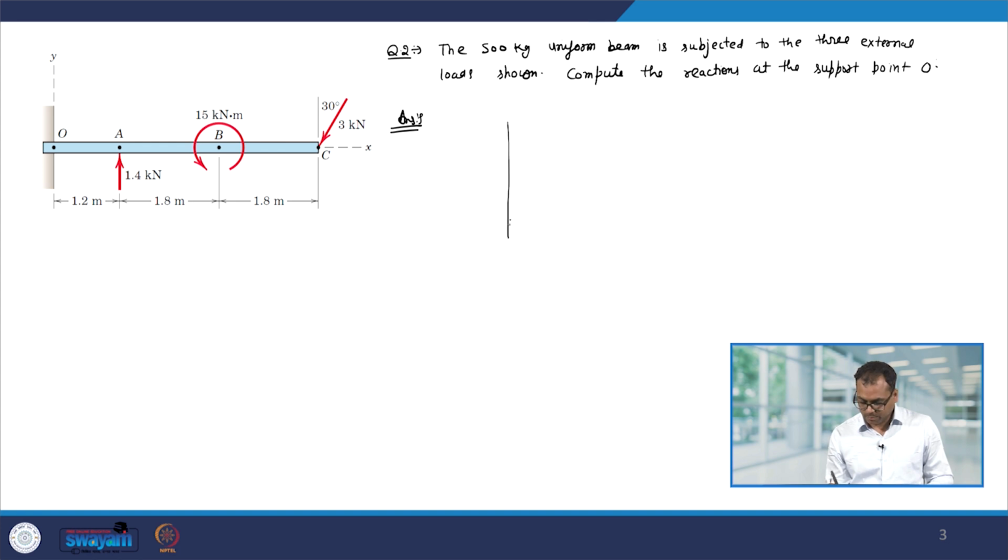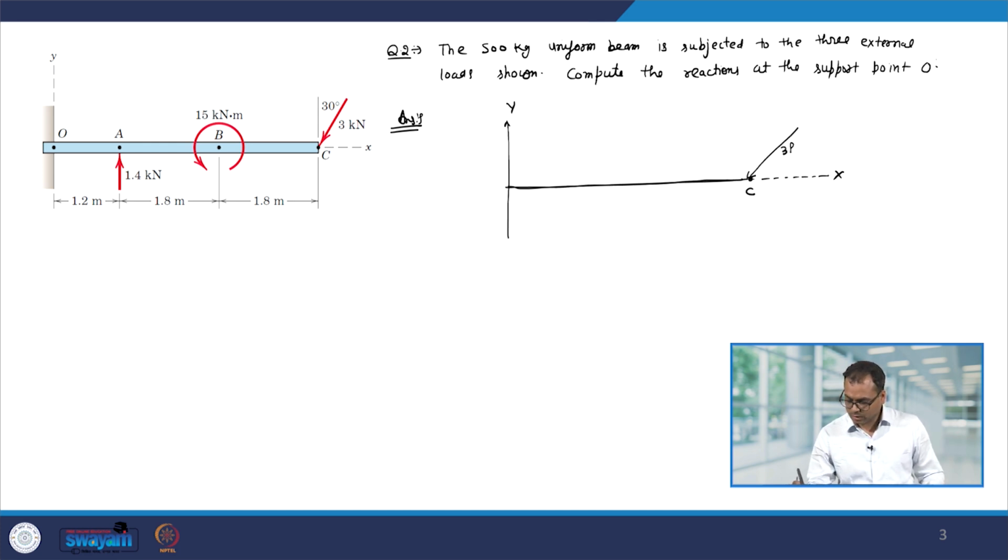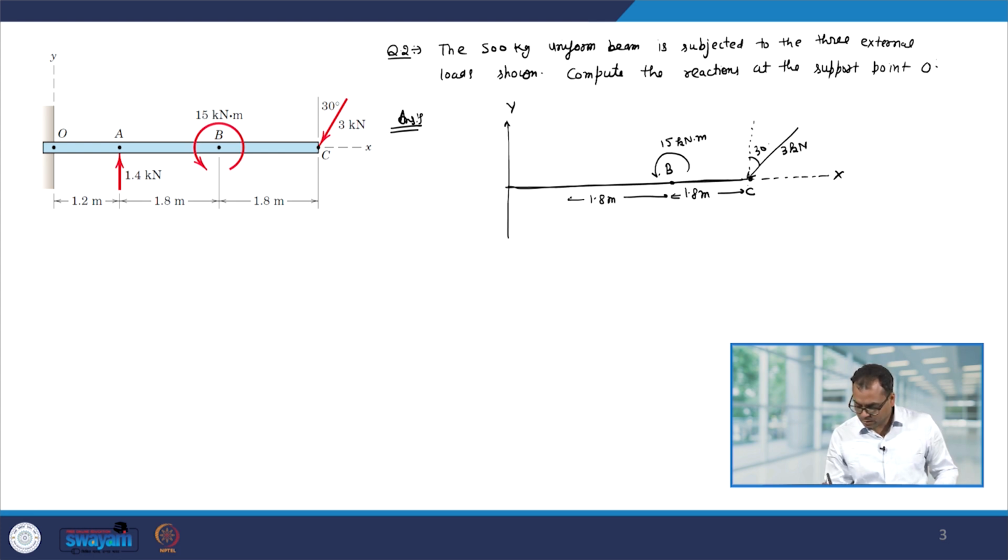So, let us make the free body diagram. Let us say this is y axis and we have the x axis, and this is the uniform beam. Now at point C we have a force of 3 kilonewton which is acting at 30 degree. At point B, which is 1.8 meter away from C, we have a moment and its value is 15 kilonewton meter. At 1.8 meter away from B, we have another force of 1.4 kilonewton that is acting.